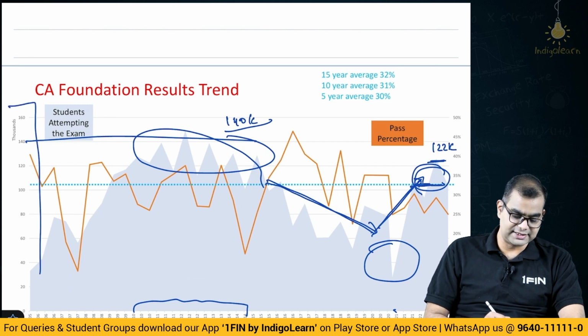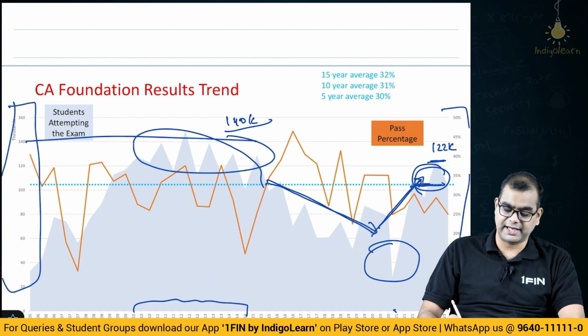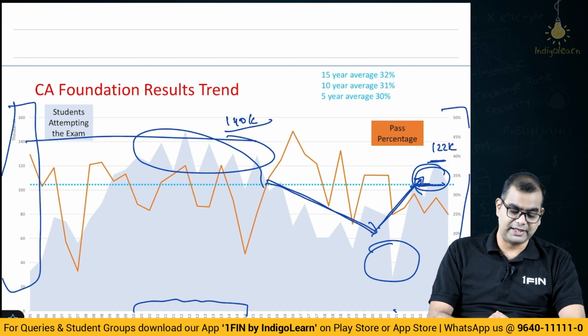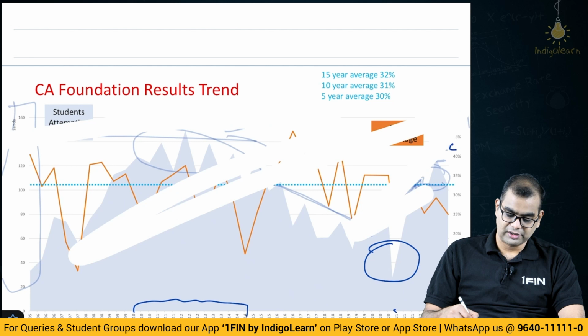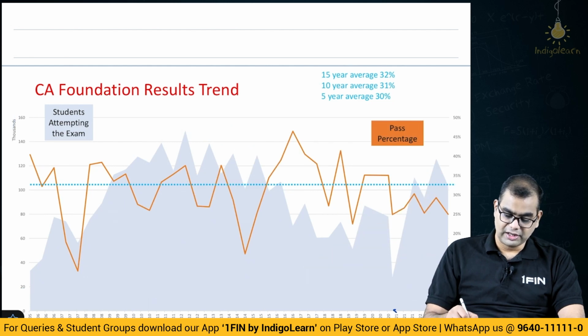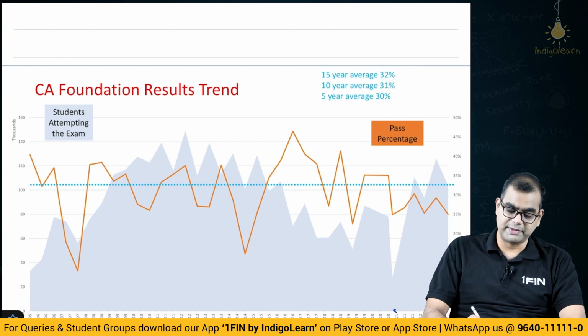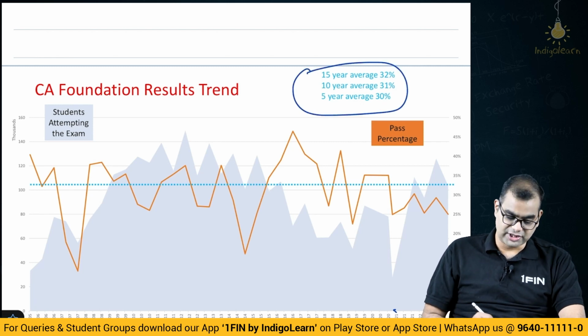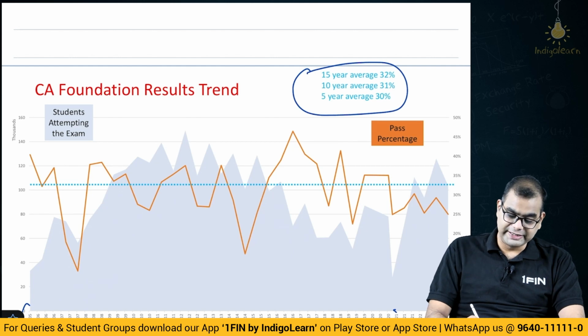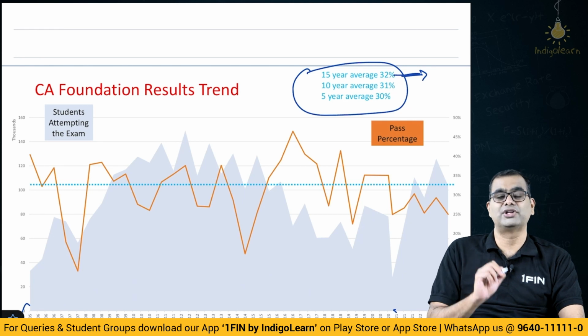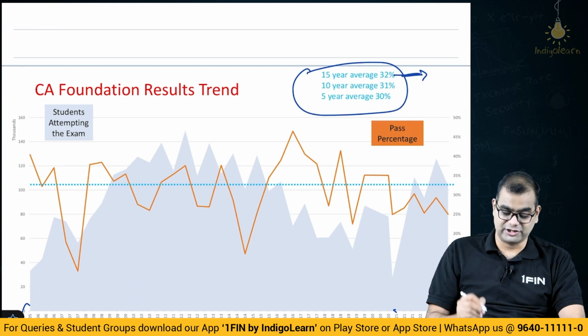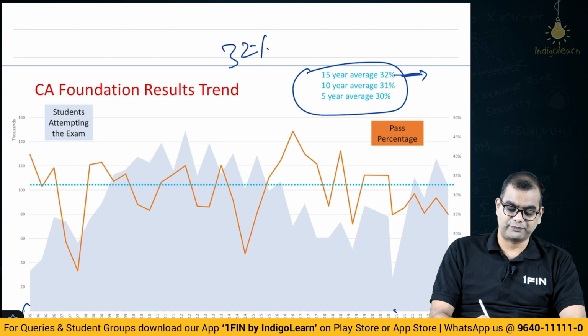The left hand side axis talks about the student count and the right hand side axis talks about the pass percentage. See here, what has been the pass percentage? The dotted blue line is basically the average, the 15-year average. I have data from November 2005. So, 18 years actually. The 18-year average is 32%. 32% is the pass percentage of CA students in CA foundation exams over the last 18 years. Did you know that? 32%.